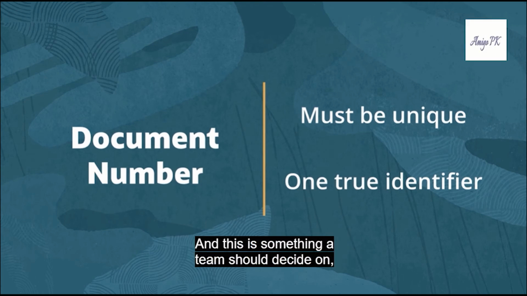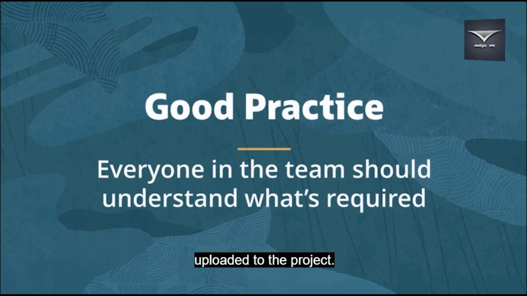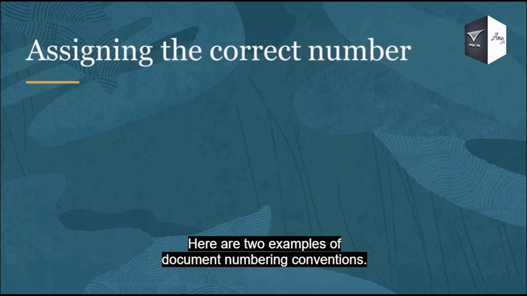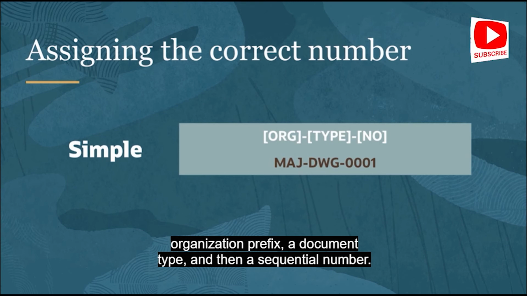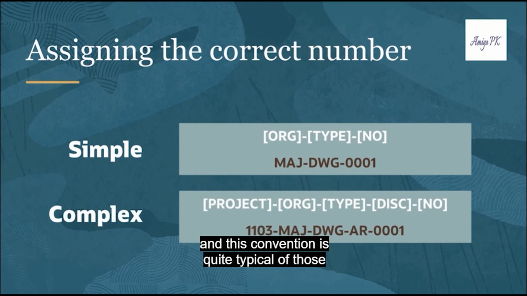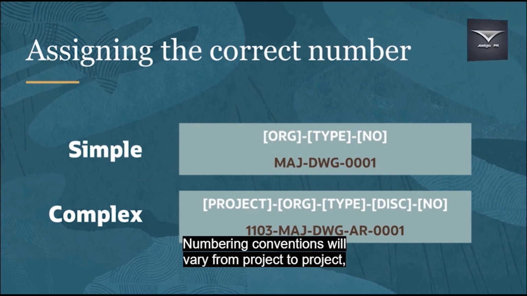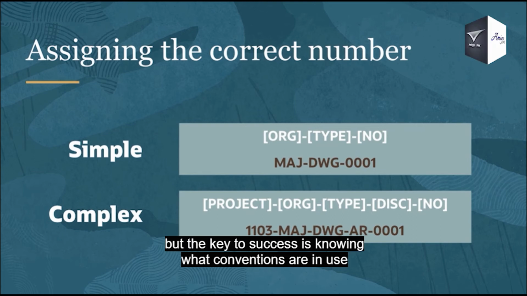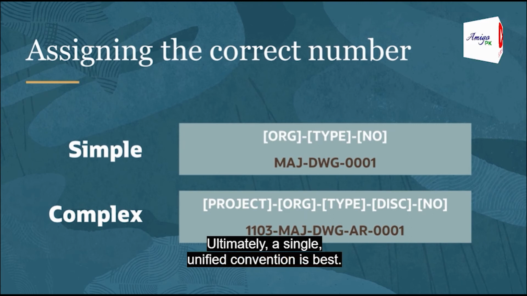And this is something a team should decide on so that everyone knows how to number documents being uploaded to the project. Here are two examples of document numbering conventions. The first one is a simple one, and it uses three parts: organization prefix, a document type, and then a sequential number. A more complex one adds a project ID and a discipline. And this convention is quite typical of those used on larger, more complex projects. Numbering conventions will vary from project to project, but the key to success is knowing what conventions are in use and sticking to them. Ultimately, a single unified convention is best.